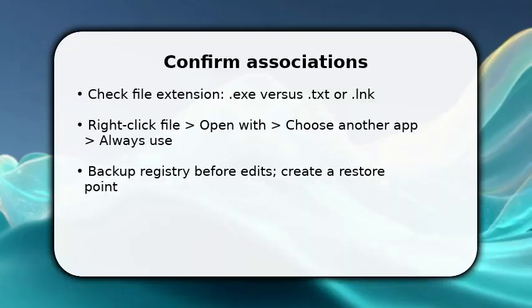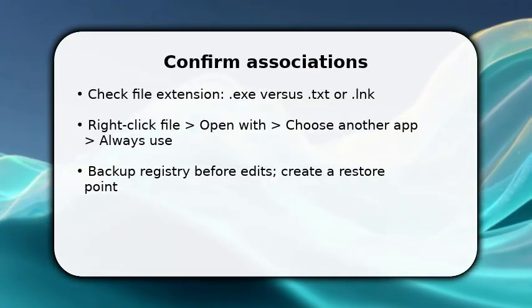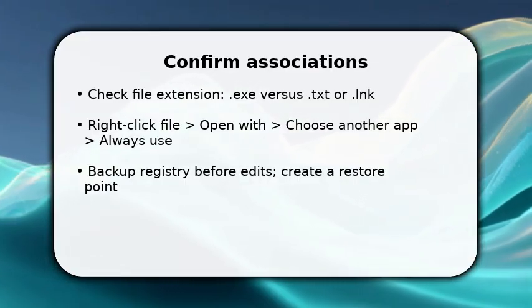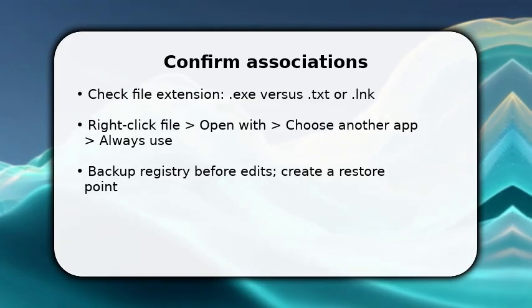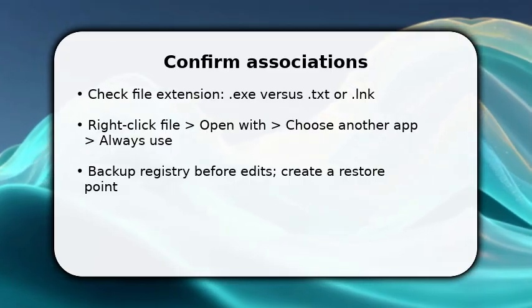You start by confirming the file type, so you know whether Windows is mislabeling executables as text. Once done, try right-click > Open with > Choose another app, and set "Always use" for that extension.